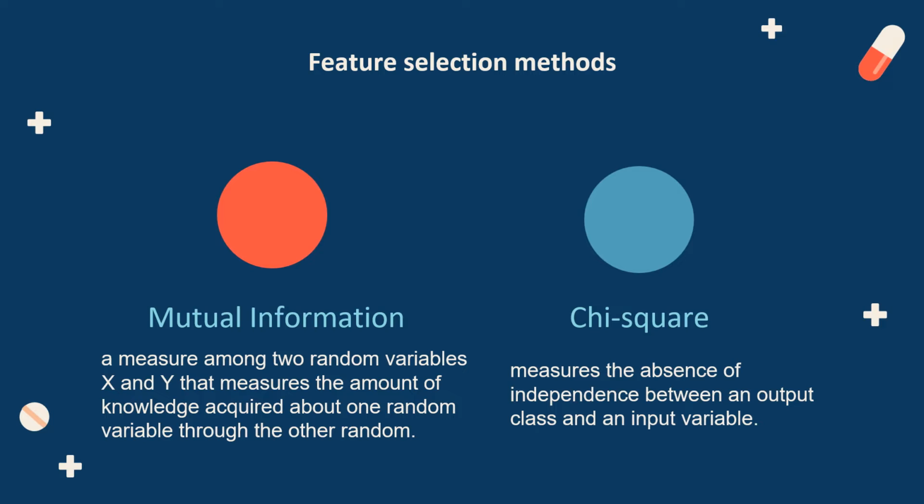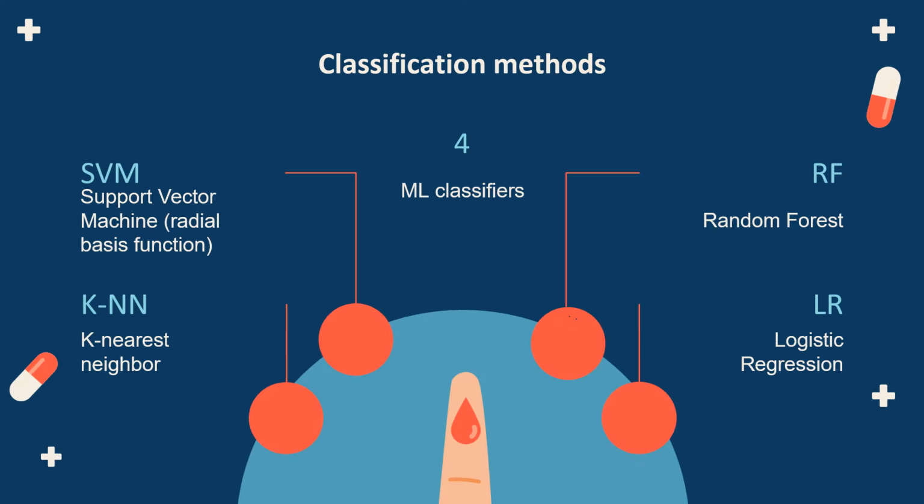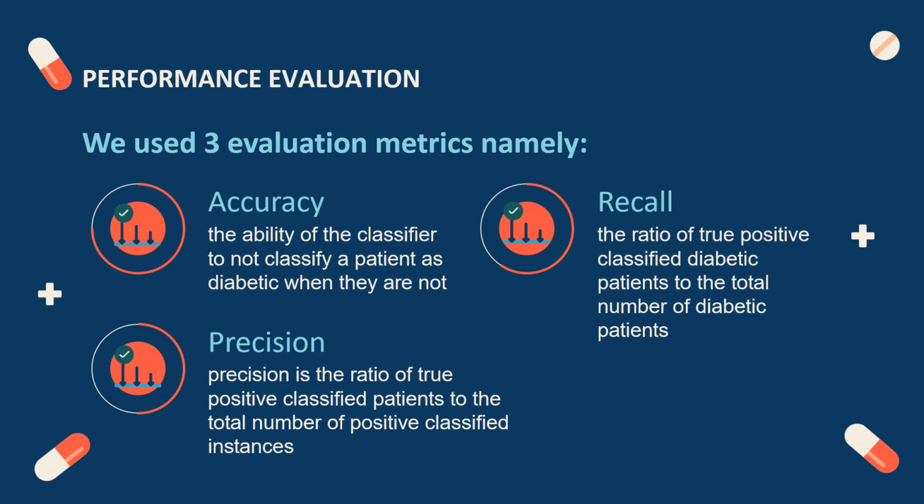Feature selection, of course, is the process of identifying and eliminating irrelevant features or risk factors from our dataset. So we used two feature selection methods, which are chi-square and mutual information. Then we also used four machine learning classifiers, which are SVM, k-nearest neighbor, random forest, and logistic regression. And now for the performance evaluation, we used accuracy, precision, and recall to evaluate the performance of each model.